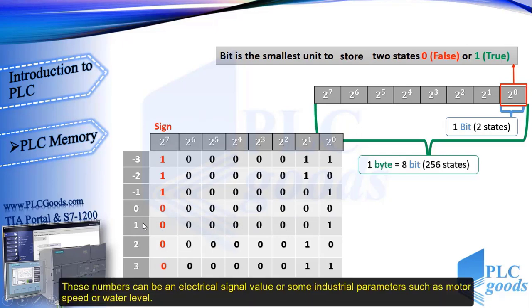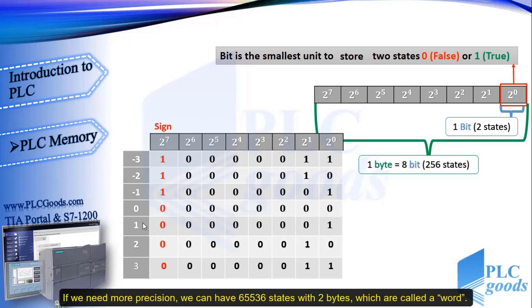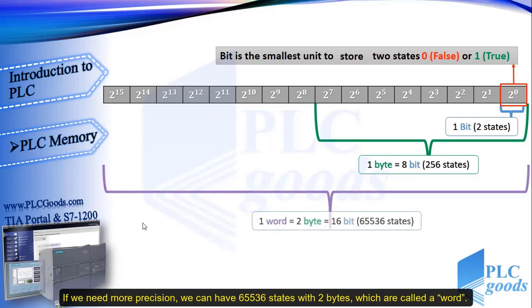These numbers can be electrical signal values or some industrial parameters such as motor speed or water level. If we need more precision, we can have 65,536 states with 2 bytes, which is called a word.